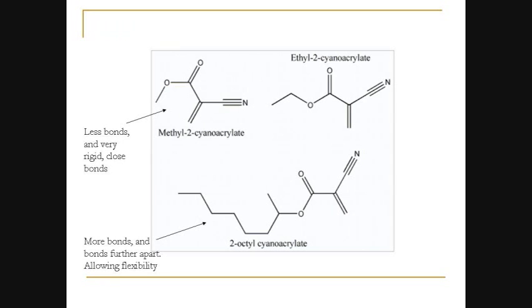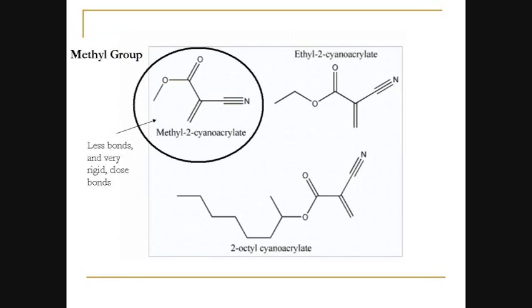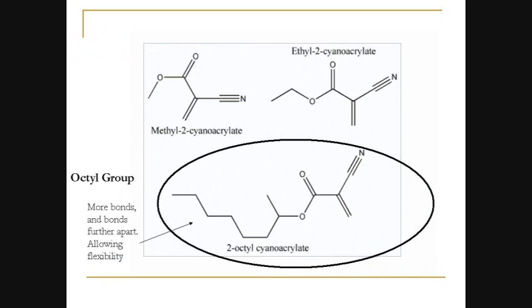Just to show the difference between a methyl group and an octyl group, we see that the methyl group has closer, more rigid bonds, while the octyl group has more bonds and further apart. This allows for more flexibility in the molecule and tissue adhesive.